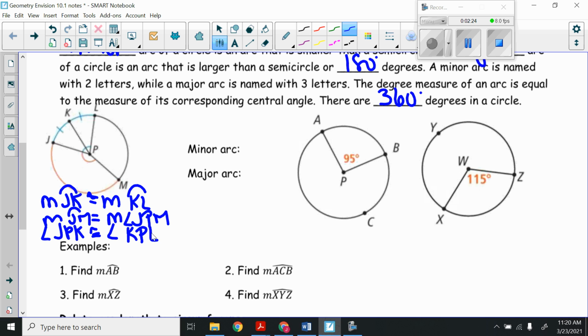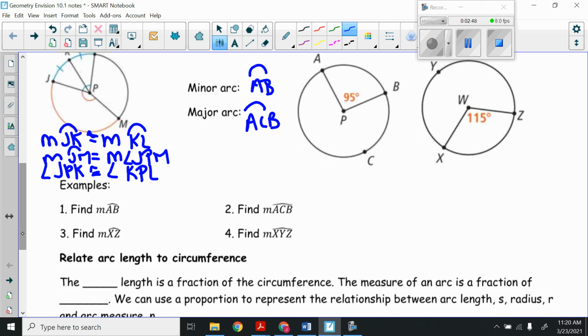So now if we come over here and we look at circle P, a minor arc, one that's less than 180 degrees, would be arc AB. A major arc, one that's greater than 180 degrees, would be arc ACB. So now we're going to use circle P and circle W to answer these questions. Number 1, find the measure of arc AB. Its central angle is 95, so that arc is also 95 degrees.